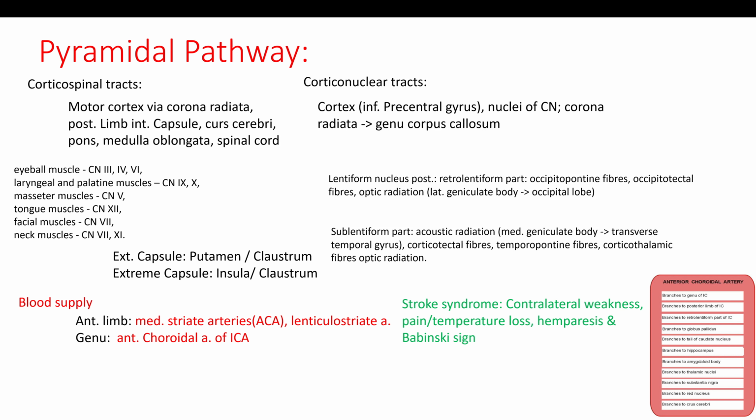The external capsule is lateral and separates putamen and claustrum. The extreme capsule is also lateral, but it separates the external capsule from the claustrum and insula.